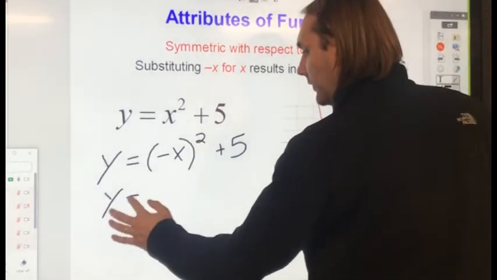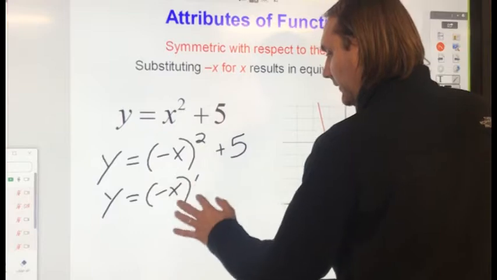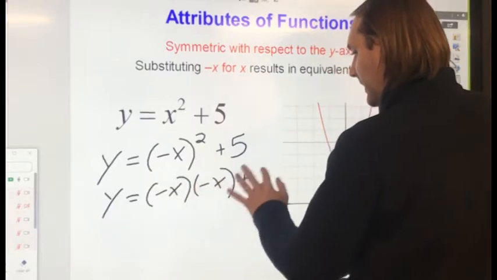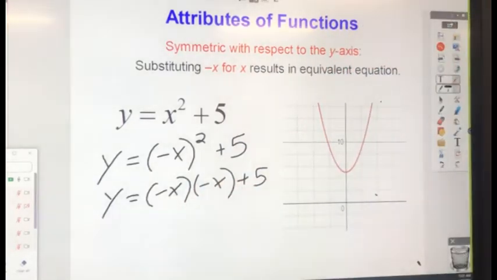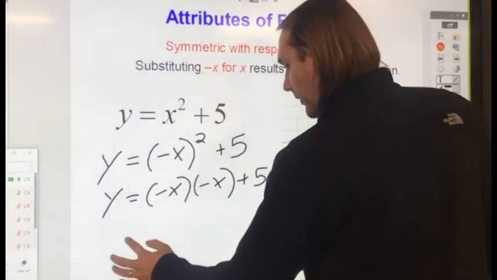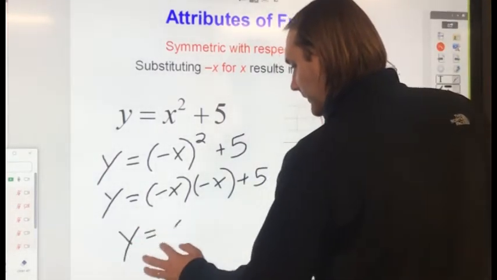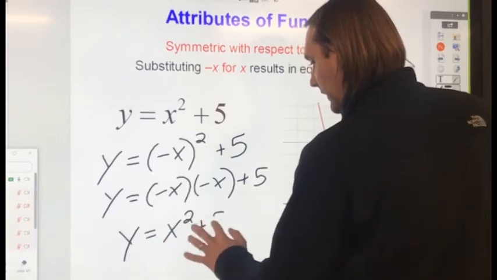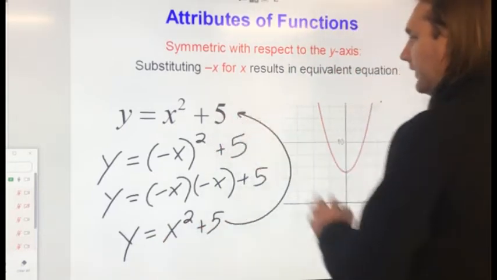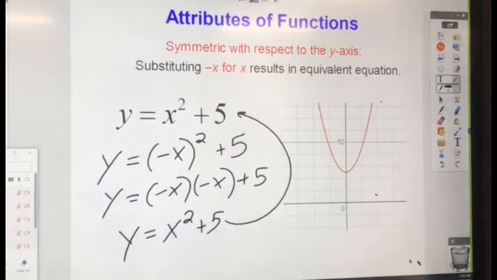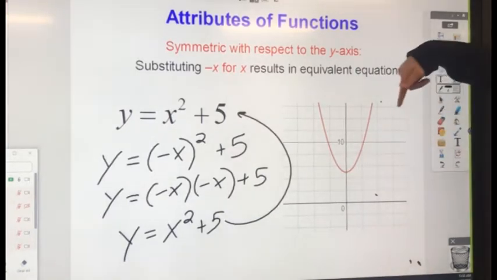So that's y equals negative x times negative x. And somebody tell me, what is negative x times negative x? Positive x squared. Y equals positive x squared plus 5. Is that my original function? Yes. So that is a way to algebraically test to see if something is symmetrical along the y-axis.